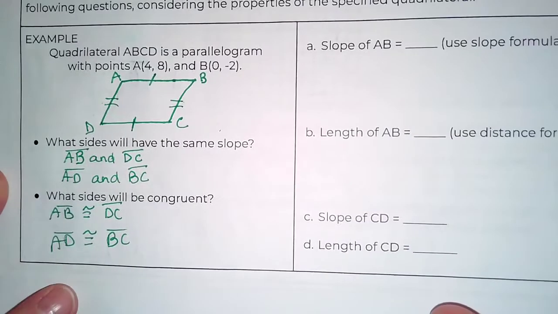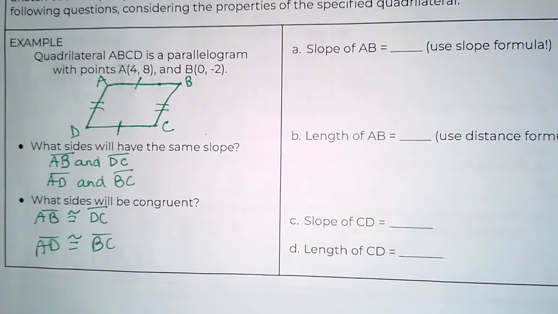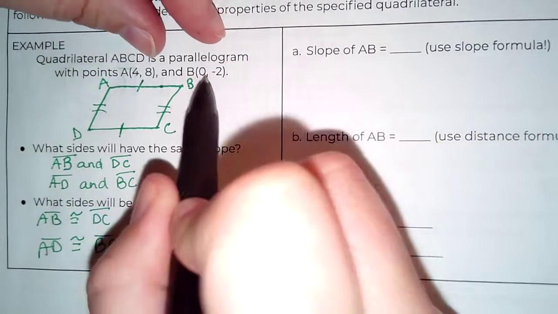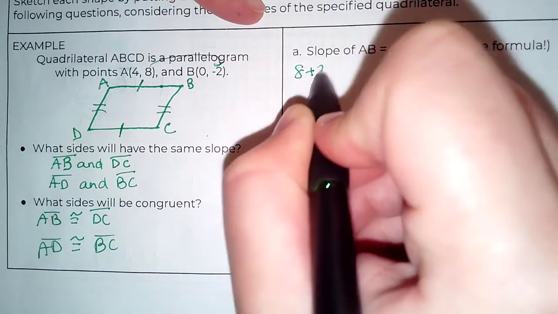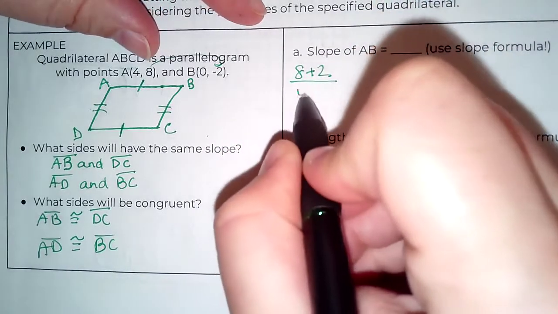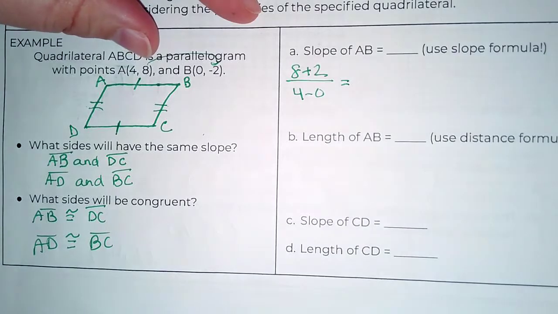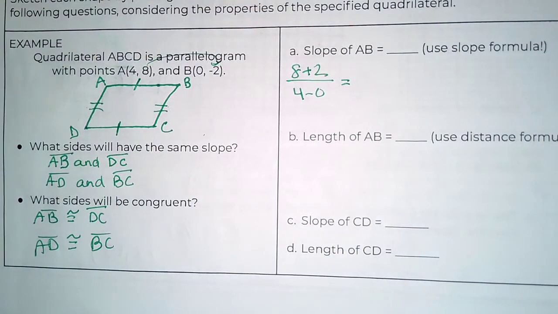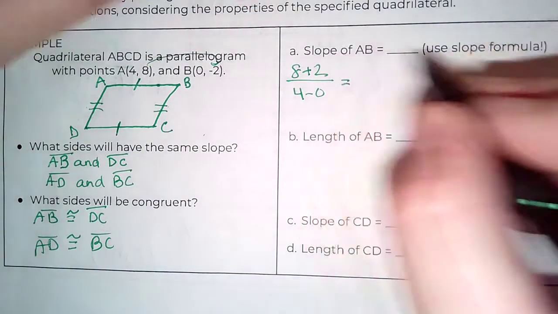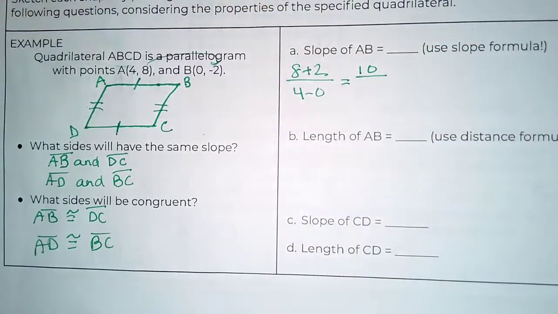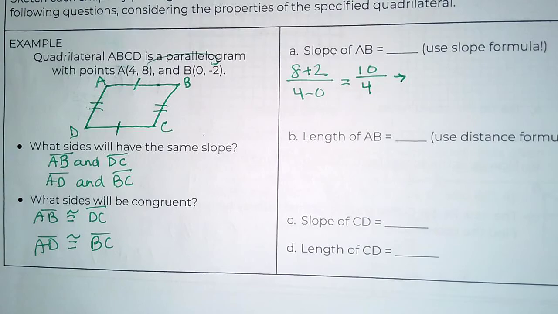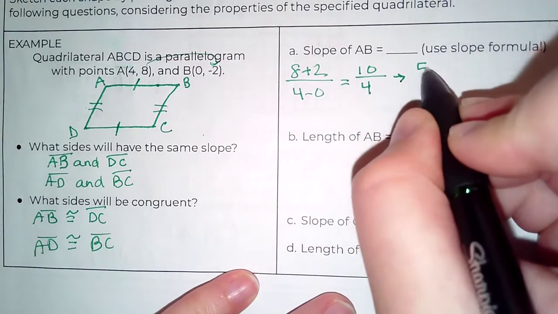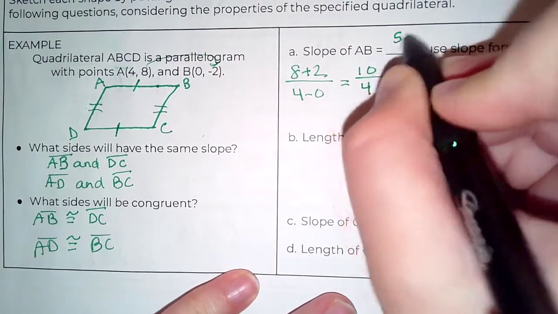Okay, jumping into the next question. What's the slope of AB? So use the slope formula. So let's go from 8 to the -2. So 8 minus -2, so +2, over 4 minus 0. 8 plus 2 is 10, over 4 minus 0 is 4. So 10 over 4 reduces to 5 over 2.